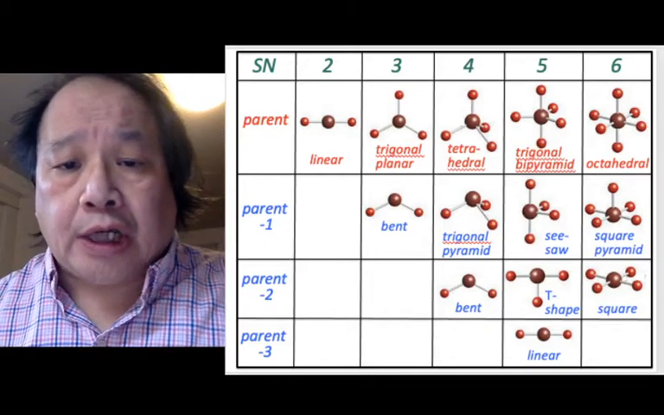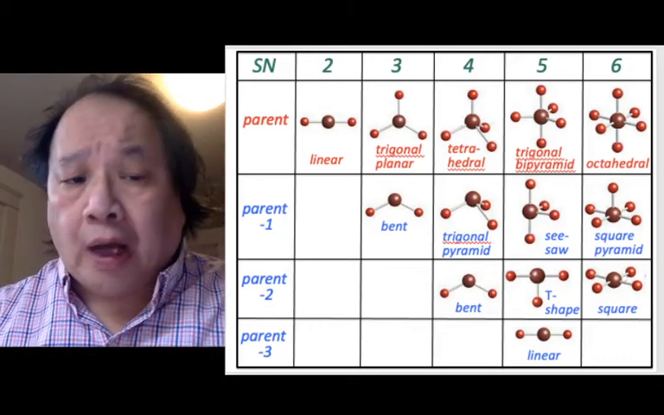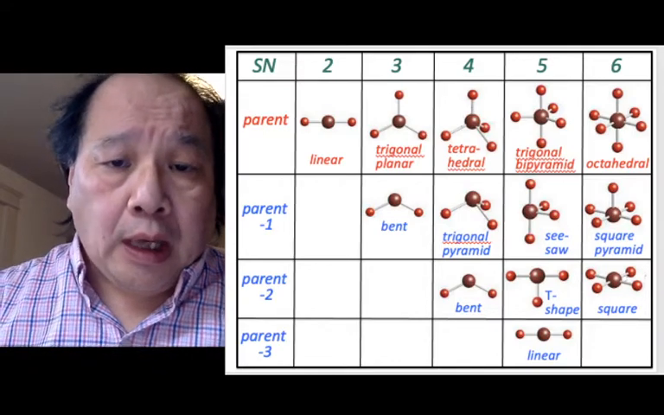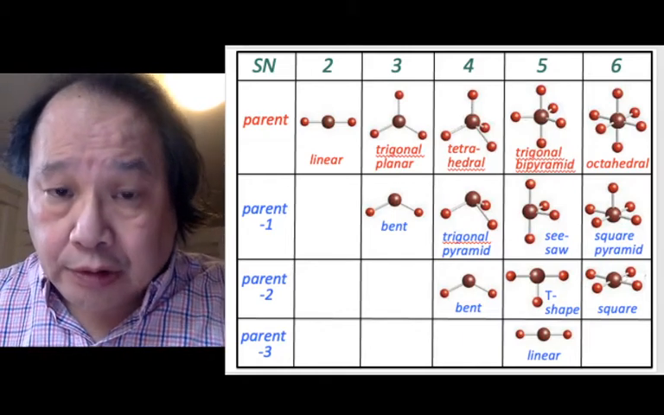Octahedral, when you take one side away, it's a square pyramid. And when you take 2 sides away, they're from opposite sides of the octahedron. That's the square. And the most complicated is steric number 5 because there are 2 types of sites.